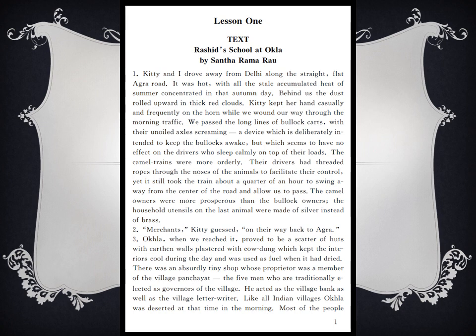Their drivers had threaded ropes through the noses of the animals to facilitate their control. Now, there was a thick rope that had been inserted through the nose of the camel, and the driver was holding that thread so that they could control the camel. Yet it still took the train about a quarter of an hour to swing away from the center of the road and allow us to pass.